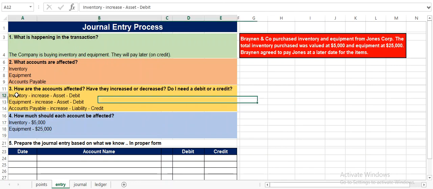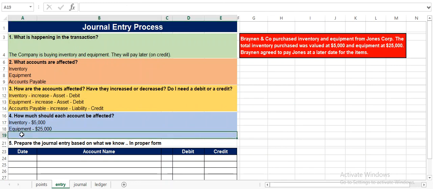Now we have our inventory, our equipment. Now let's go to our accounts payable, which we said we're increasing. So how do we know what to increase accounts payable by? Well, accounts payable is a liability, something we have to pay to somebody, to Jones, at a later time. How much do we really have to pay Jones? Because that's the value we need to increase the liability by.